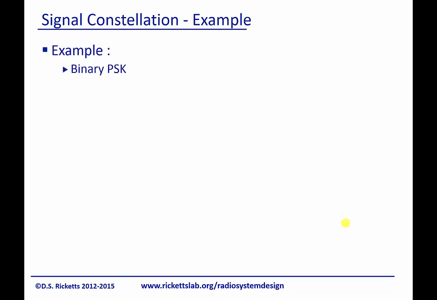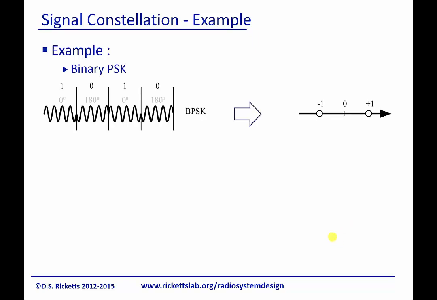So this is binary phase shift key. We saw this before. This is where we have 0 and 180. And we can represent this on the in-phase axis as just a +1 and a -1. And so as we transmit back and forth, we just go back between these two dots.